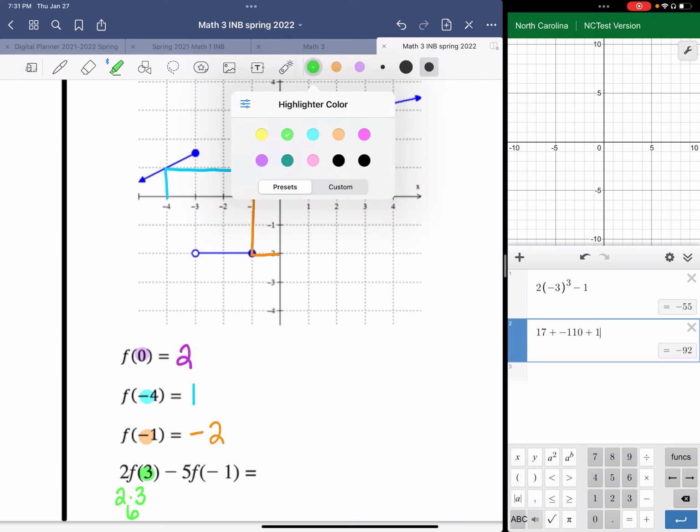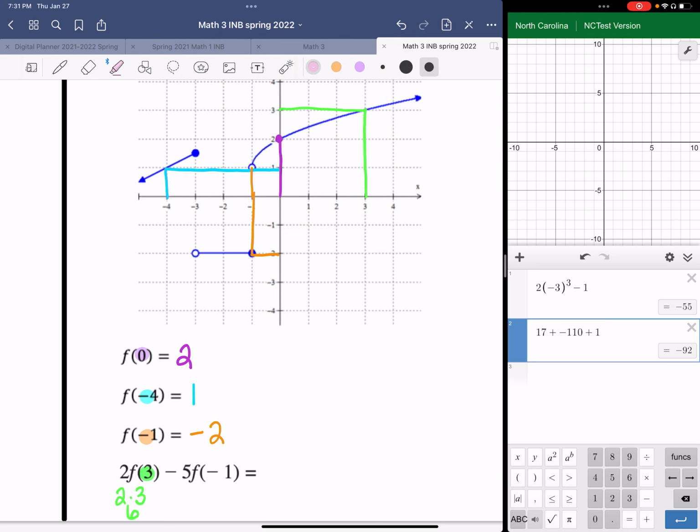And then the next one that I have is going to be f of negative 1. So if I go to negative 1, again, we figured out earlier that at negative 1, we have that same output of negative 2. So we have negative 5 times negative 2, which is going to give me positive 10. So when I put this together, I have 6 plus 10, which is going to give me 16.